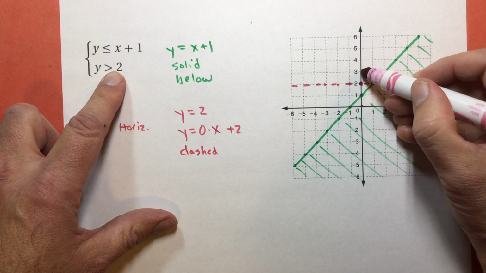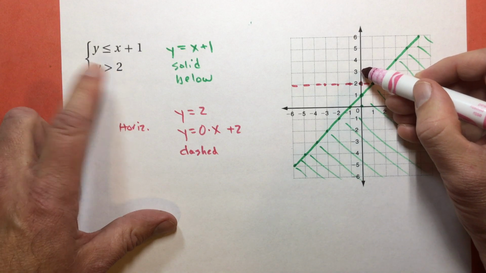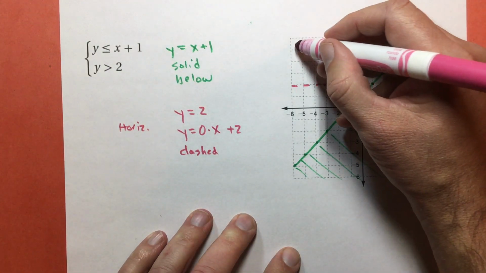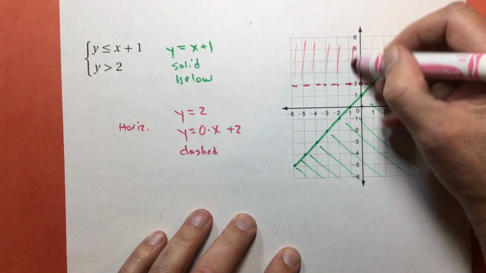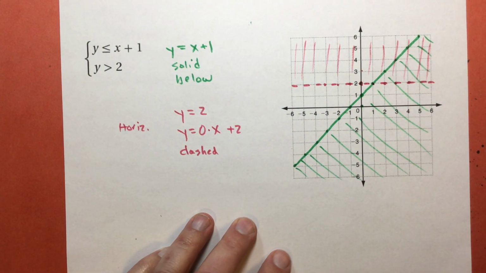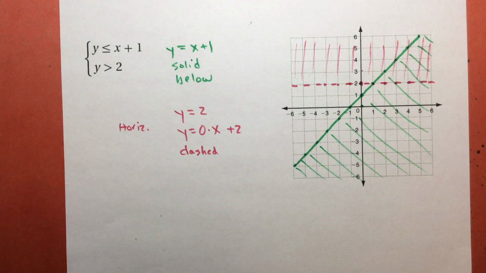Let's try 0, 3, where the y equals 3. Is 3 greater than 2? Yes. So this shading goes above that boundary line. And like I showed you last time, there's 4 areas.